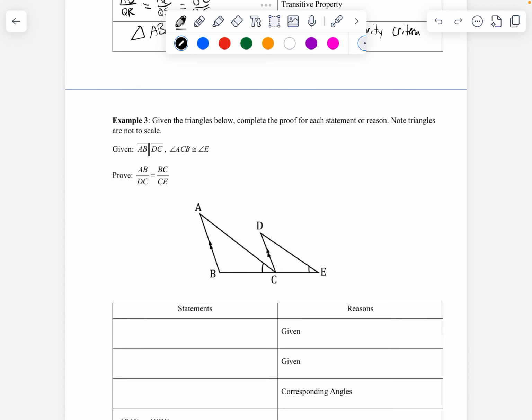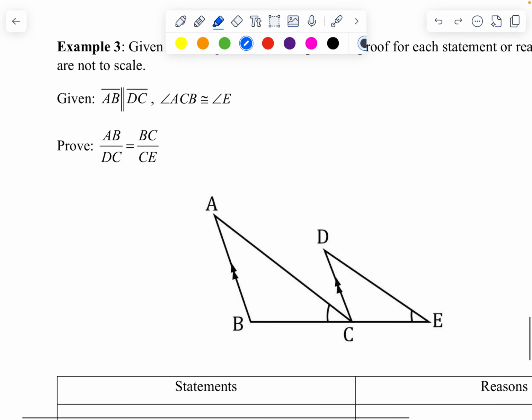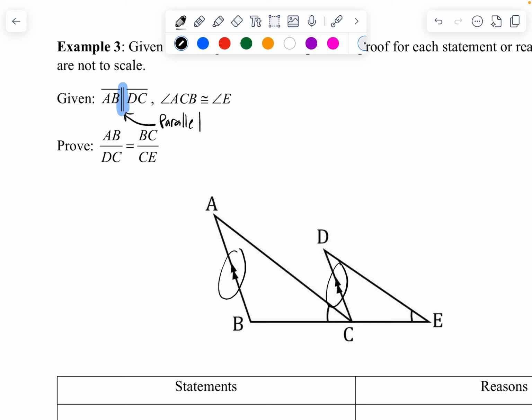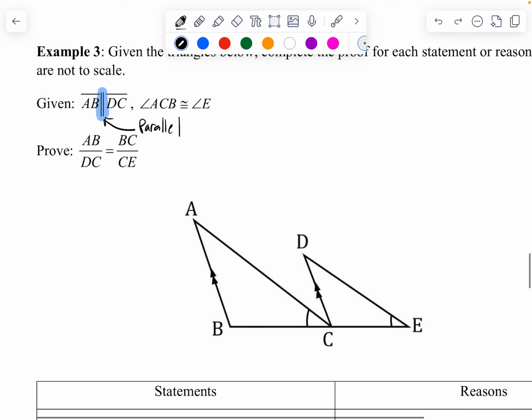So example 3, given 2 triangles, complete the proof for each statement or reason. Note triangles are not to scale. All right, so we're given this next symbol. That fancy thing there means parallel, which we can see with the arrows here. All right, and then we're given that angle ACB is congruent, that's what that means, to angle E. All right, and we can see that here. So we know that this angle is the same as this angle, congruency, we're guaranteed that.